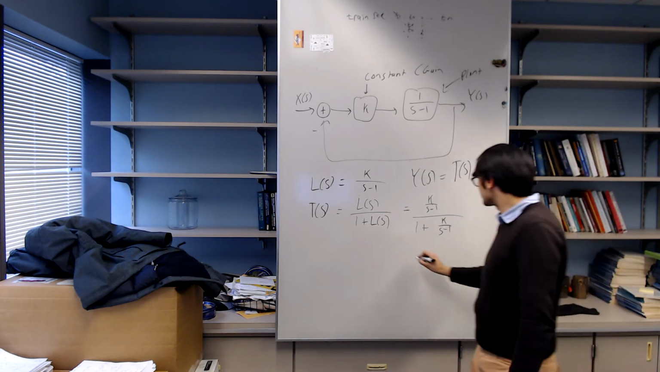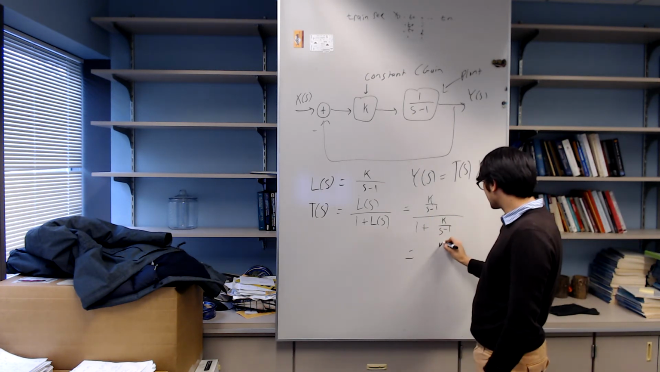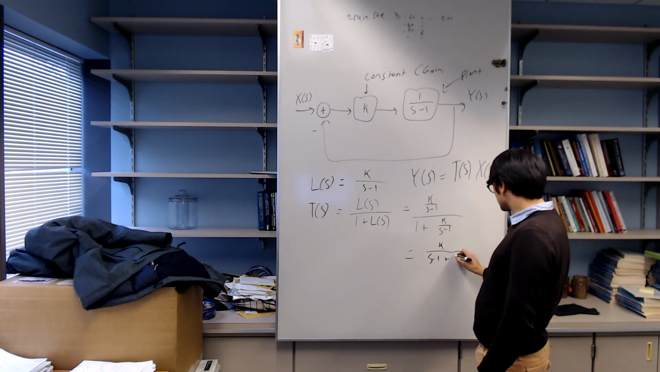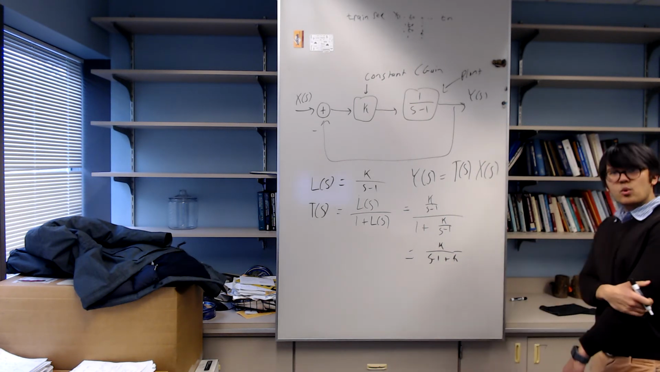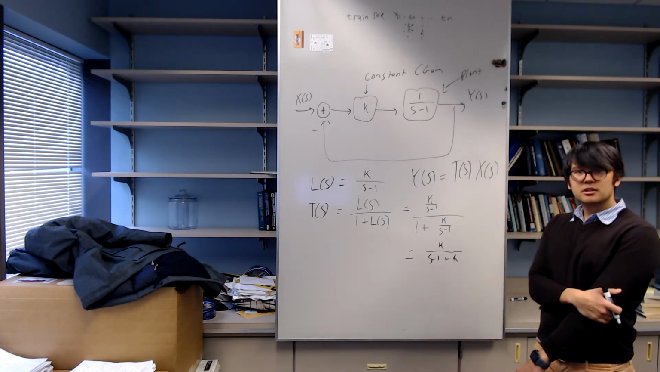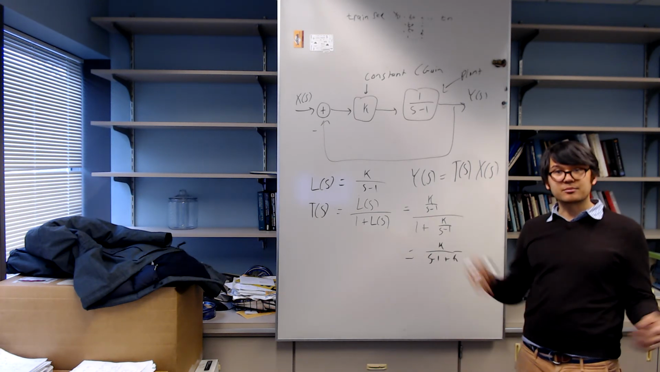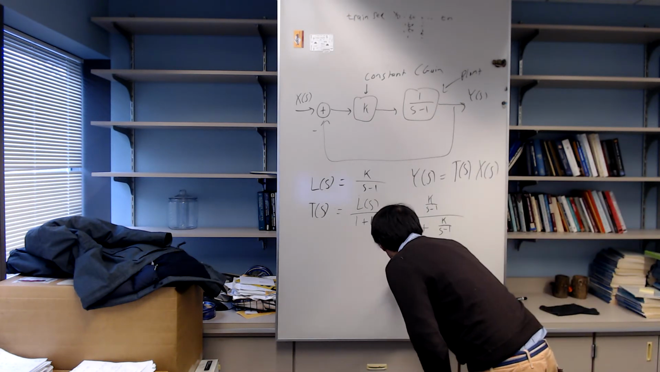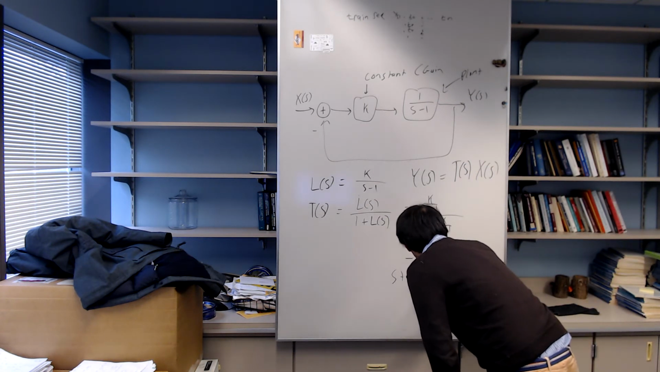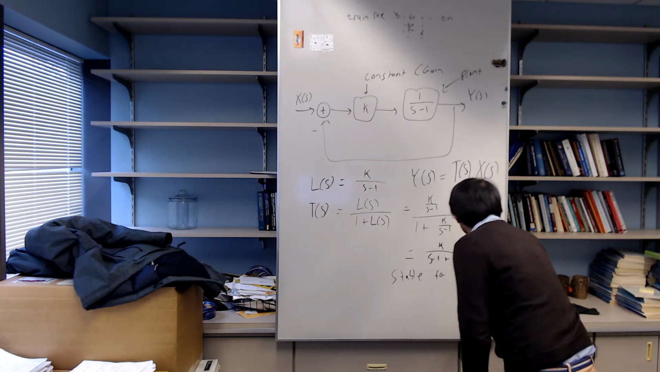All right, so what we're going to do is we're just going to take this denominator, bring it on down, and we're going to have k over s minus 1 plus k. All right, so how can we make this stable? Anytime that we just need to make the poles in the left half plane. So this is stable for any k greater than 1.